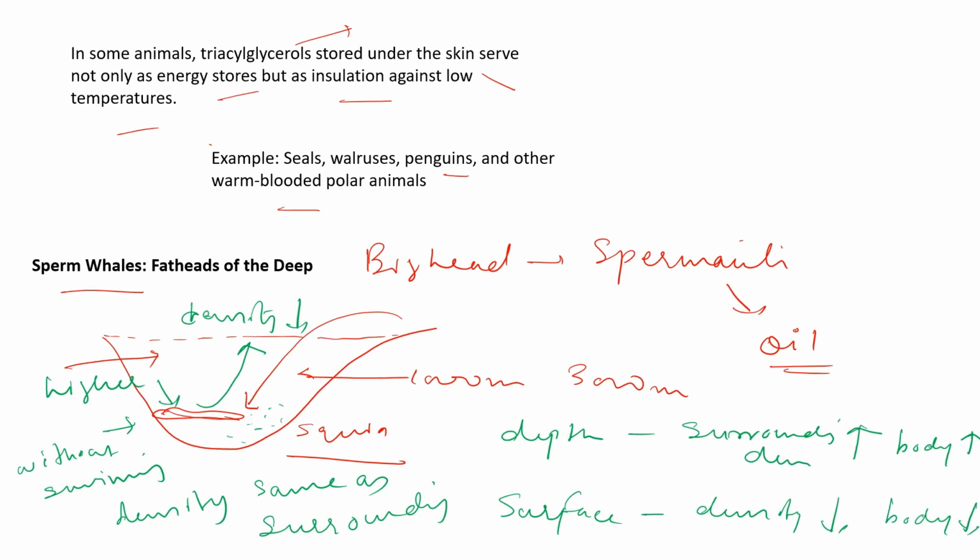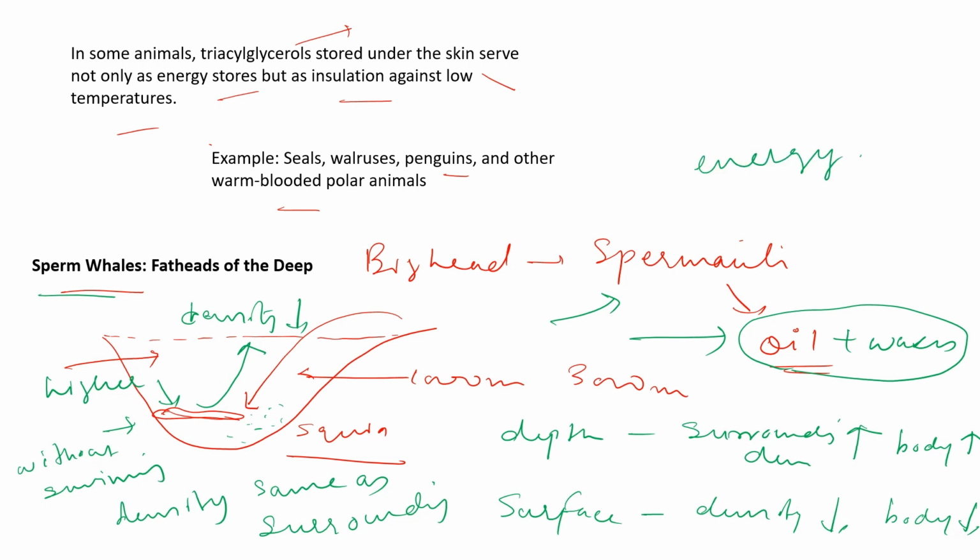How can they make this change? Because they contain this organ, the spermaceti, which contains spermaceti oil and waxes. The ratio of this oil and waxes helps them to change the density and maintain it according to their surroundings. So that's how the sperm whale functions. That means these fats and oils, apart from giving energy, also function to maintain body density.